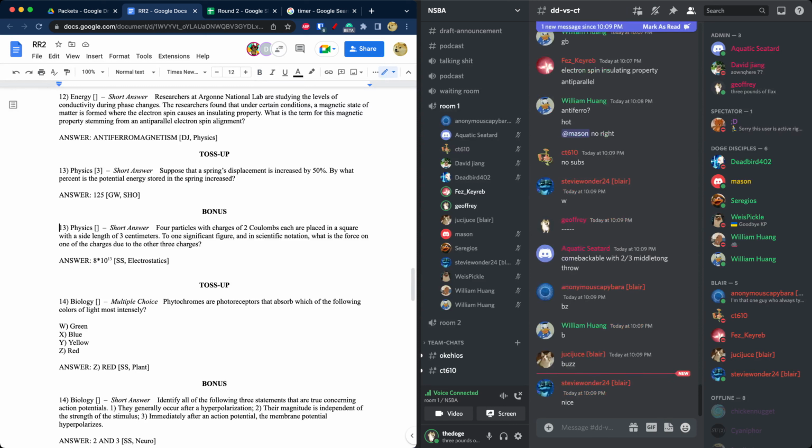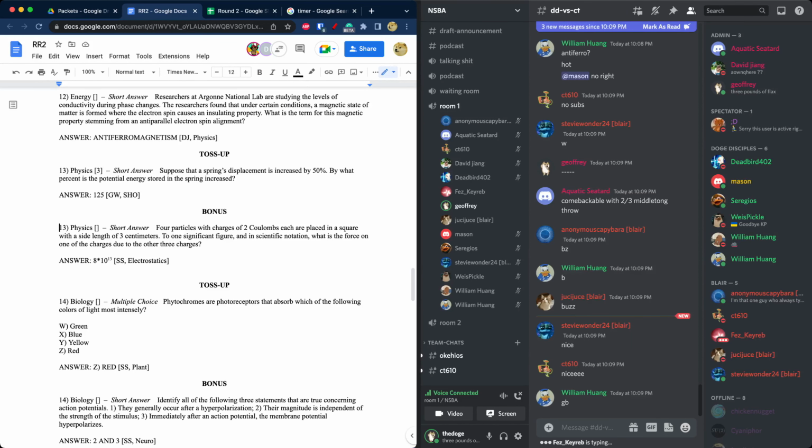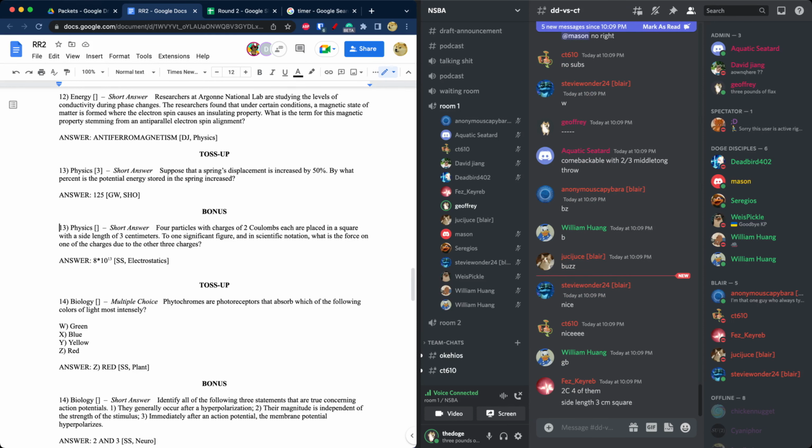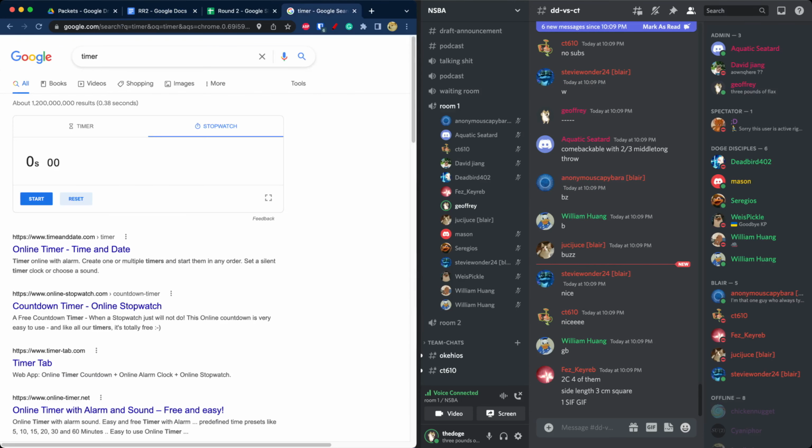Bonus physics short answer. 4 particles with charges of 2 coulombs are placed in a square with a side length of 3 centimeters. To one significant figure, and in scientific notation, what is the force on one of the charges due to the other 3 charges?